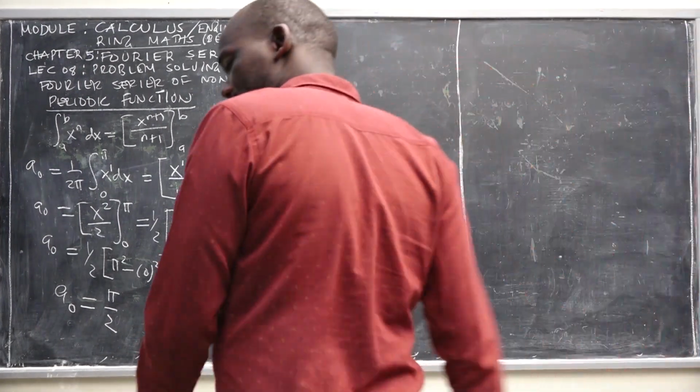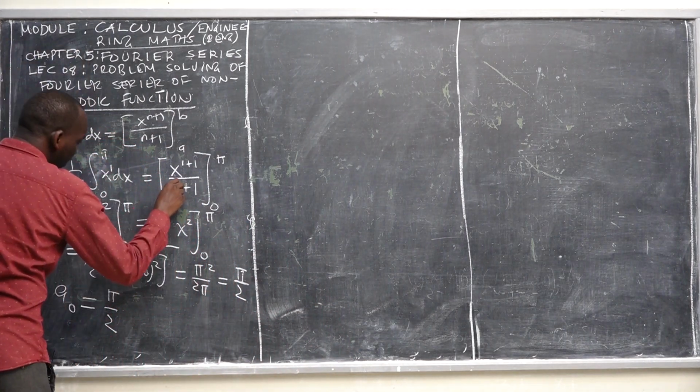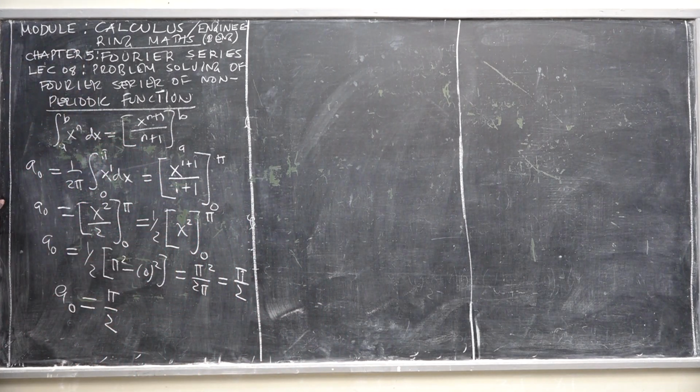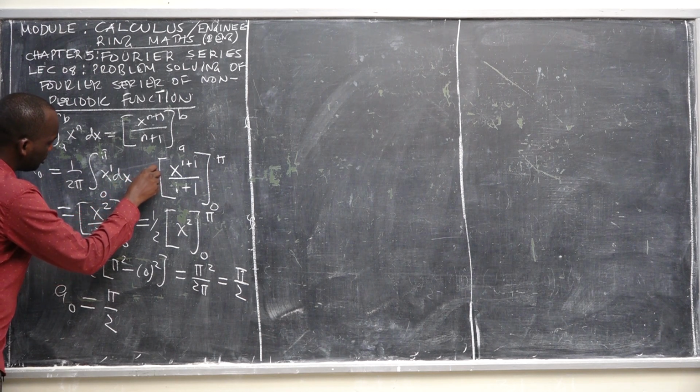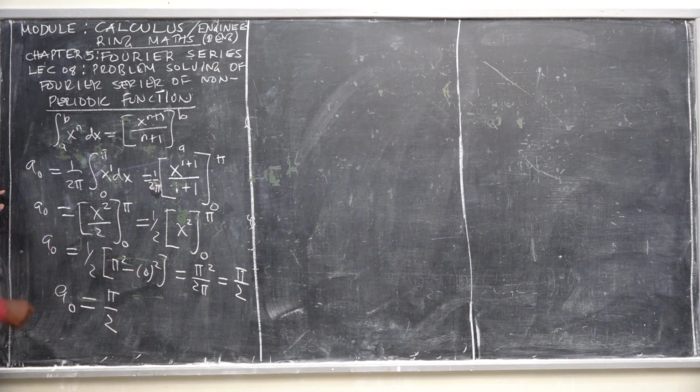Okay, so let us continue. I think that I made a mistake here. So let us correct the mistake that I've done. Because after we had 1 over 2 pi, at this point, I forgot it. 1 over 2 pi. At this point also, I forgot 1 over 2 pi.